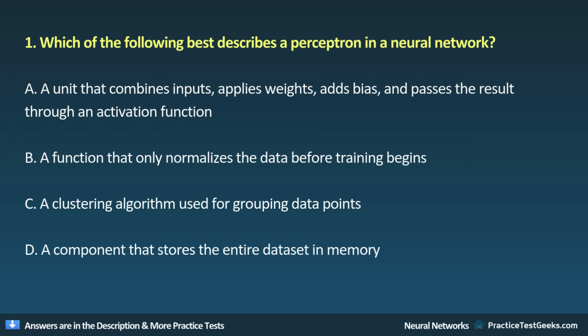1. Which of the following best describes a perceptron in a neural network? A. A unit that combines inputs, applies weights, adds bias, and passes the result through an activation function. B. A function that only normalizes the data before training begins. C. A clustering algorithm used for grouping data points. D. A component that stores the entire dataset in memory.